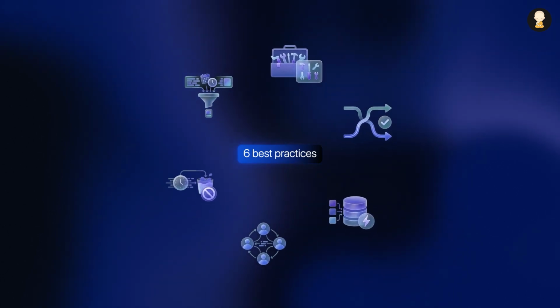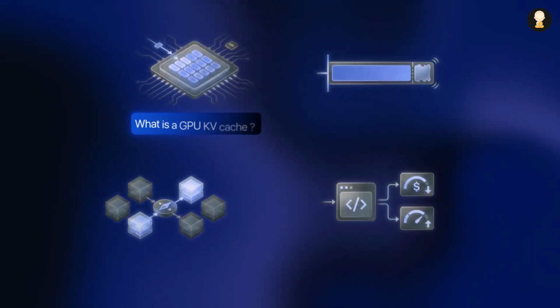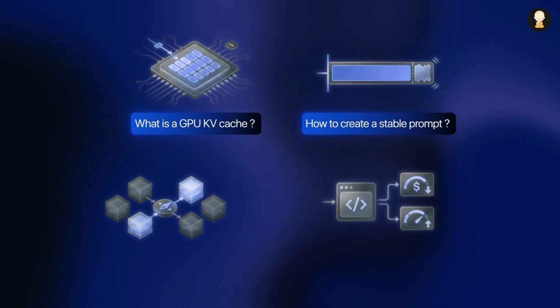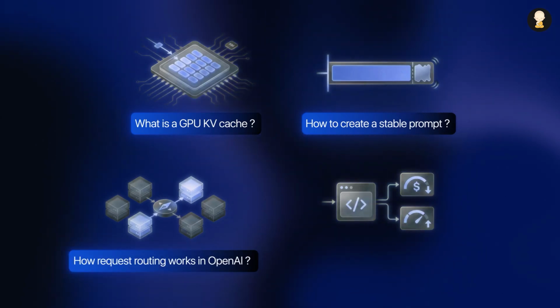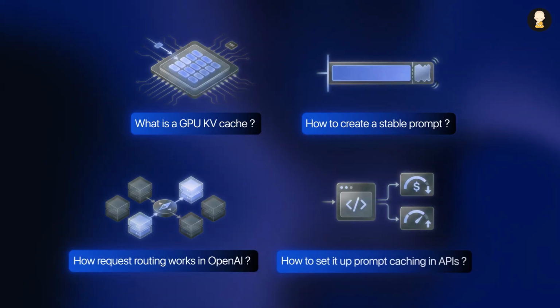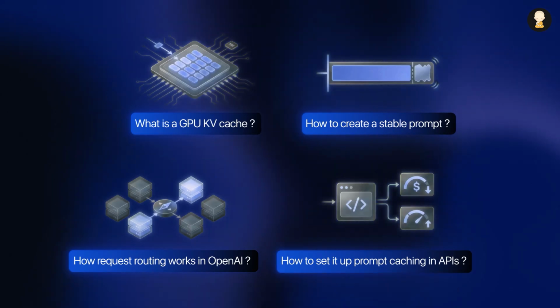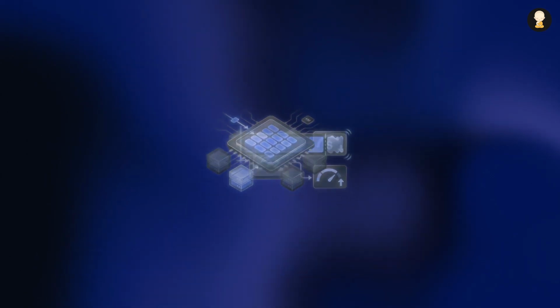But we will start from the basics, like what is GPU KV cache, how to create a stable prompt, how request routing works in OpenAI under the hood, and how to set it up in APIs and see how much we can save in terms of cost and latency. So let's get started.